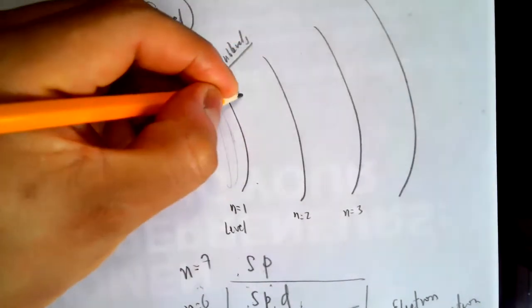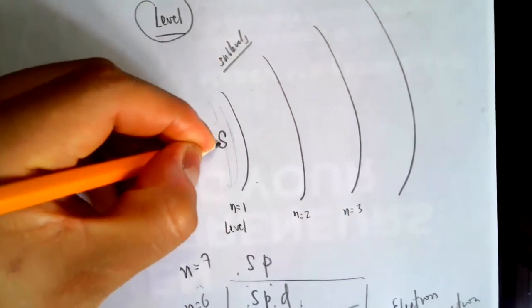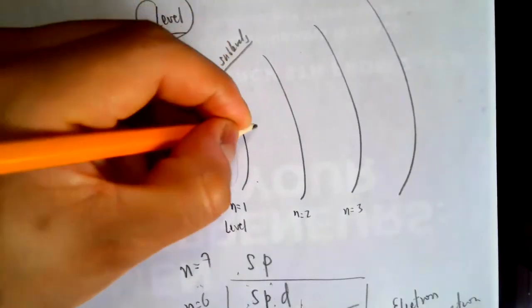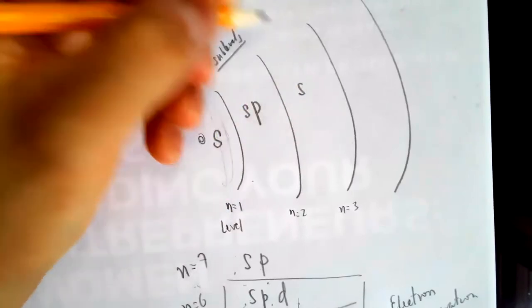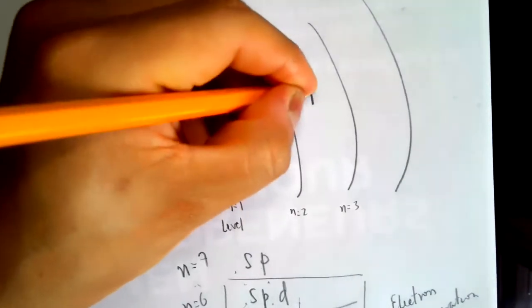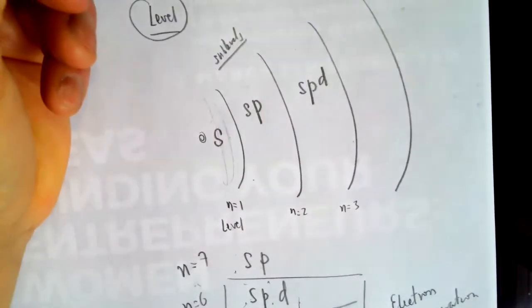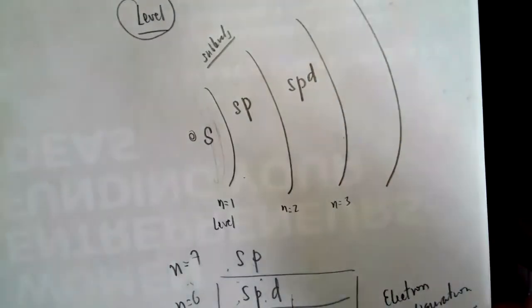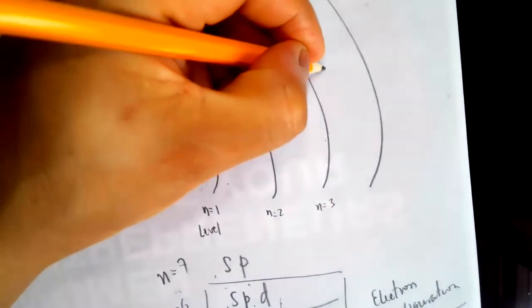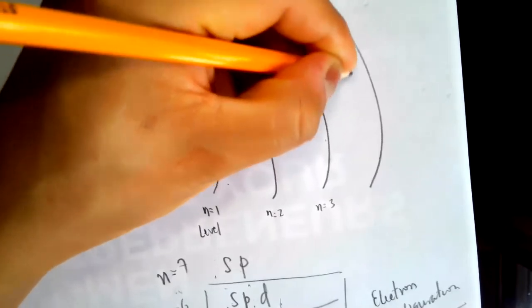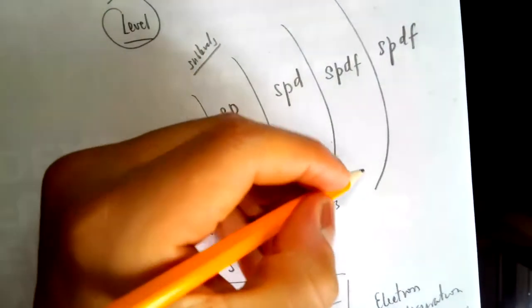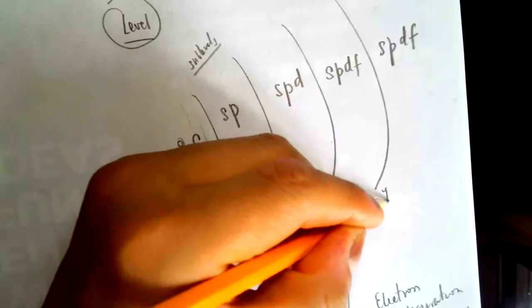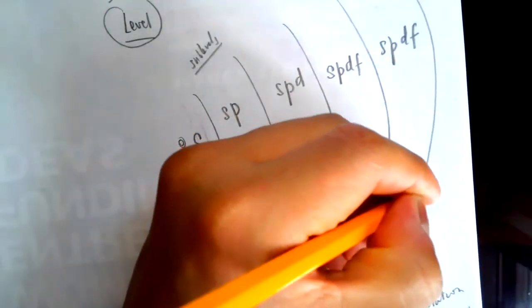you also have sublevels, which, in the case of n equals 1, is only the s sublevel. For n equals 2 it is the s and p sublevels. For n equals 3 it is s, p, and d. For n equals 4 we have s, p, d, and f, and then s, p, d, f again for any level 4 and any level 5, right? Which is, this is 5.